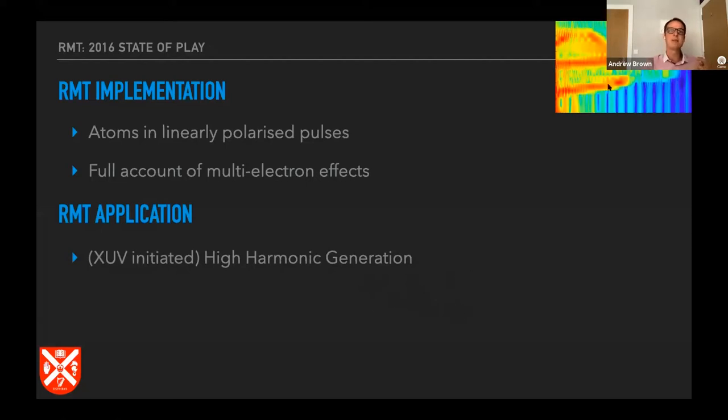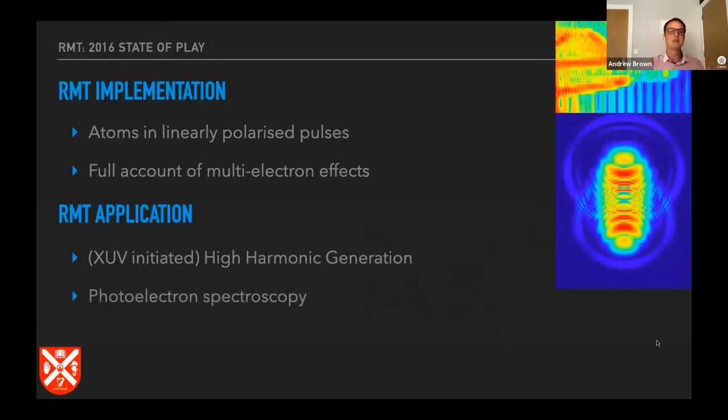This figure is from a paper we did on XUV-initiated high harmonic generation in neon, and this secondary plateau you can see here is due to the inner valence electron, whereas the strong red feature is due to the outer valence electron. We were also able to look at things like photoelectron spectroscopy, although this looks more like a figure from Laszlo Nagy's talk yesterday, photoelectron holography. Here we were looking at the recollision rings, and this was for a negative ion. So we were looking at recollision processes where the electron was recolliding with a neutral.